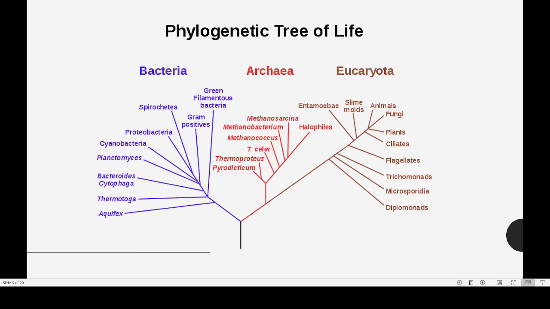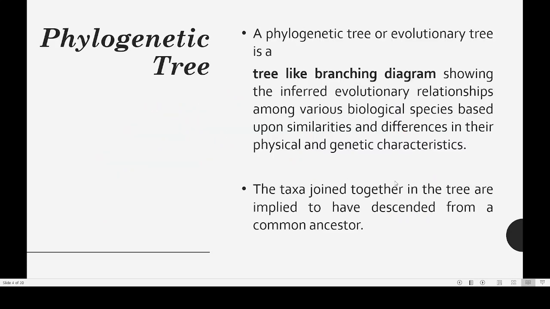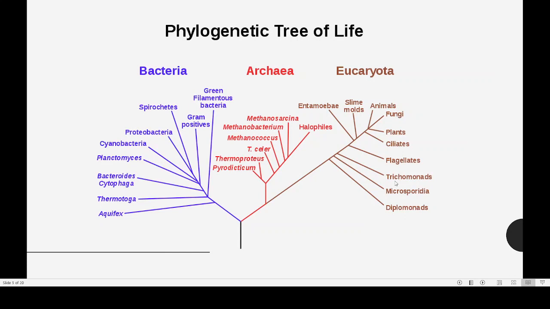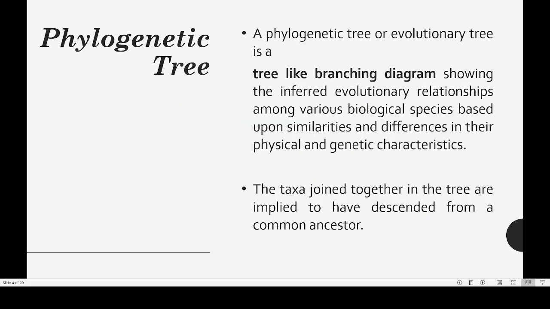By simply looking at an evolutionary tree, even an ordinary person or layman can easily predict that these two organisms are very close to each other. So that is a very simple way of communicating how different organisms are related with one another. Now we will see what is a phylogenetic tree.